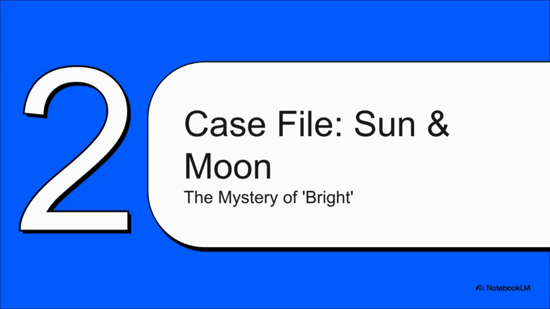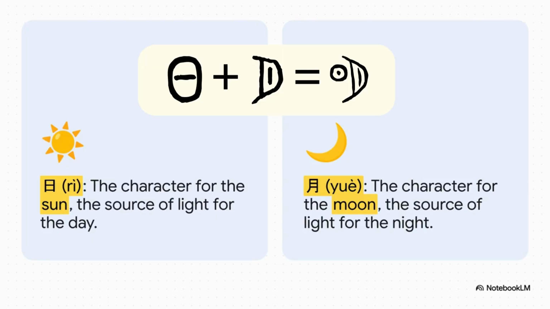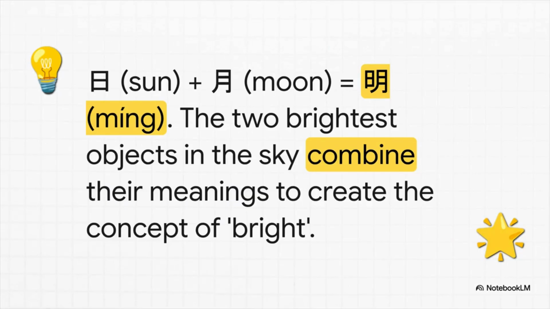All right, let's grab our detective hats and open up our first case file. We're heading right back to that puzzle from the beginning to officially solve the mystery of what happens when the sun and the moon meet. Okay, so here are our two clues. On the one hand, you've got Re, that's the character for the sun, and on the other, you've got Yue, the character for the moon. Each one is a major source of light, right? One for the day and one for the night. And when you put them together, bam, you get the character Ming.